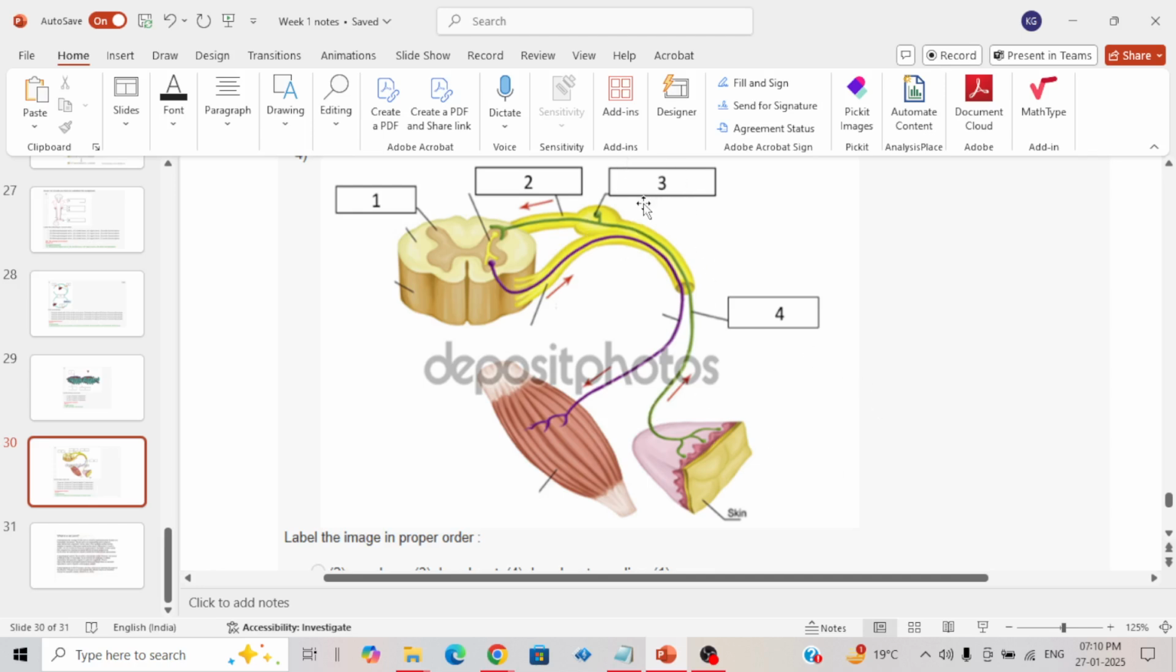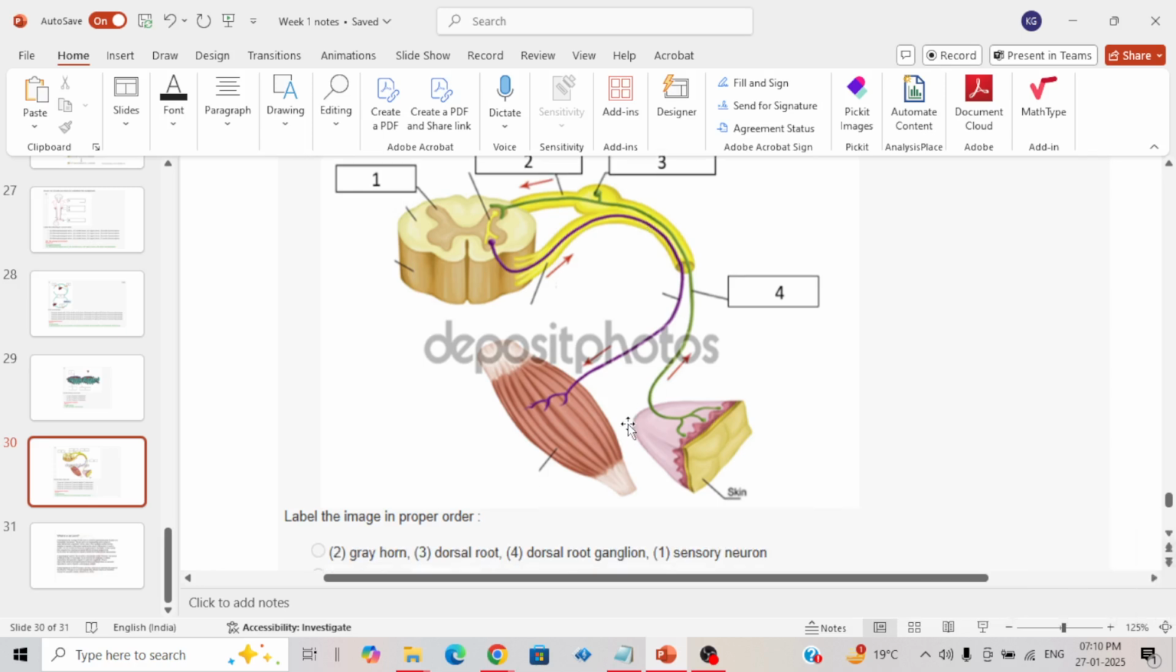Third is the dorsal root ganglion, right? And the fourth is sensory neurons. Yes, it is a sensory neuron. Okay.